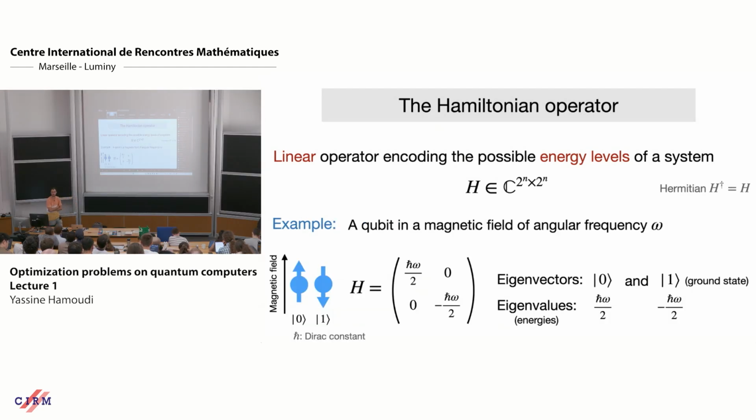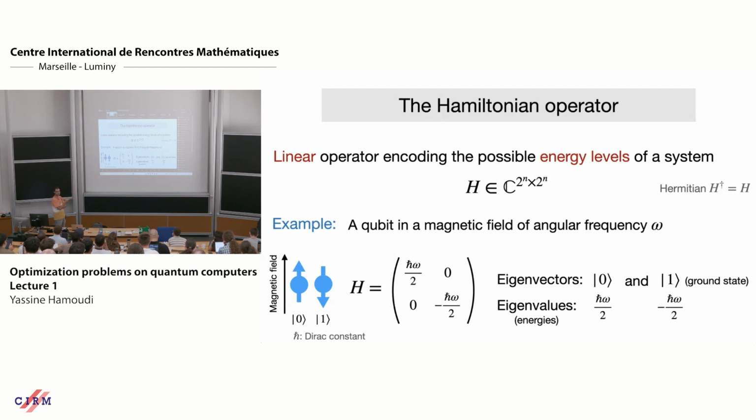So this is a concrete example of a Hamiltonian. Let's say your system consists of a qubit in a magnetic field. The magnetic field is represented on the left. The Hamiltonian would be given by this 2 by 2 matrix. In that case, there are two possible eigenvectors. One corresponds to the spin pointing up. The other one corresponds to the spin pointing down, with corresponding eigenvalues. And the ground state, the one that has the smallest energy, is going to be the spin pointing in the opposite direction of the magnetic field.